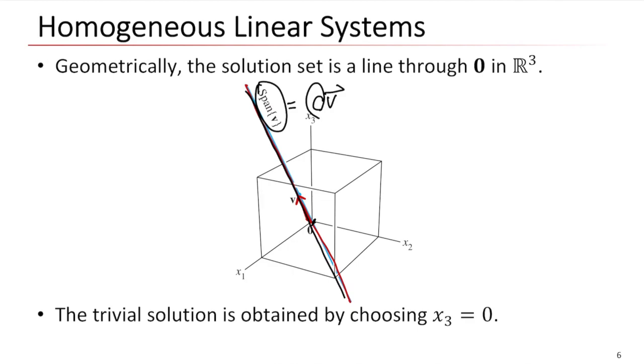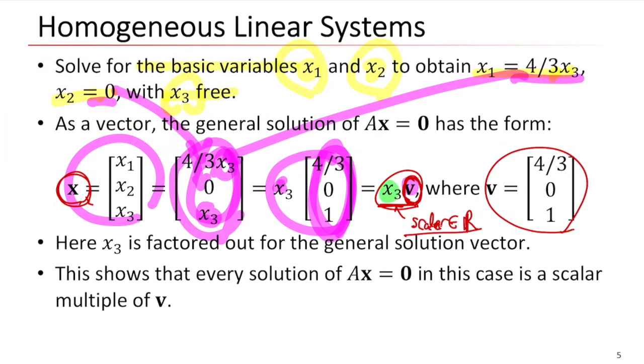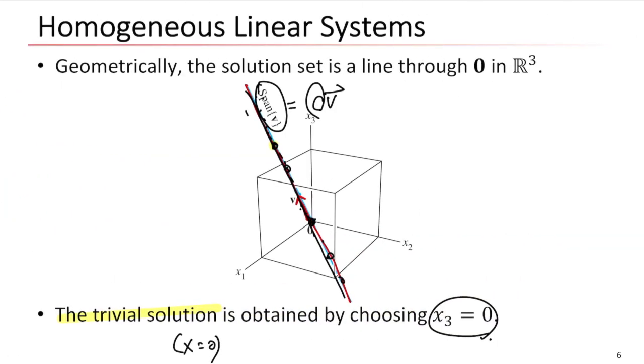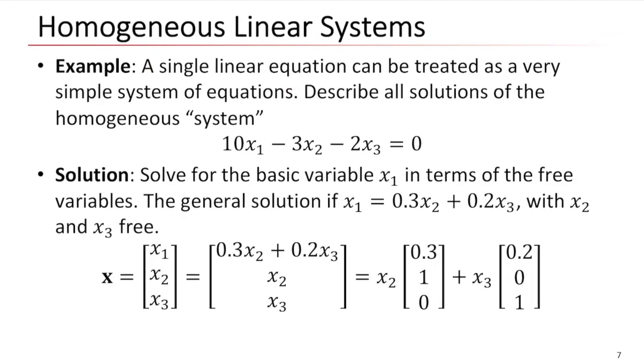So in this case, there are infinitely many non-trivial solutions. Here, every point on the line is a solution, and it includes the trivial solution. What was that? The trivial solution was x equal to 0, obtained by choosing x3 equal to 0. So when x3 is equal to 0, this solution will be 0, right? So this is the solution of the homogeneous linear system. Okay.